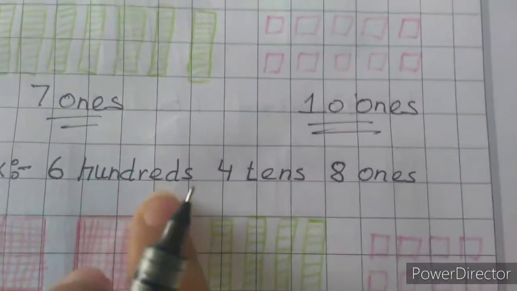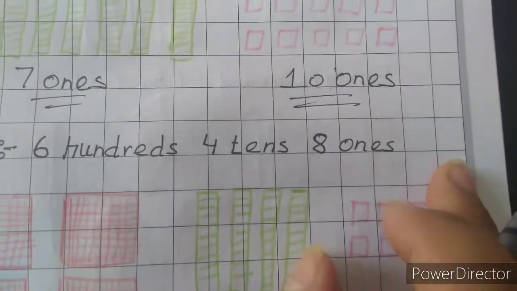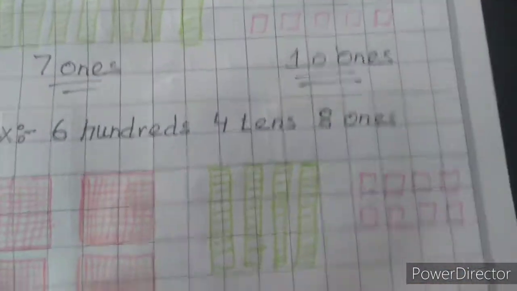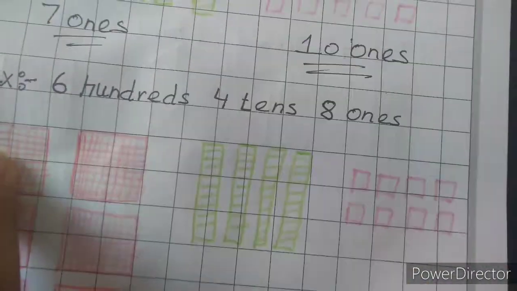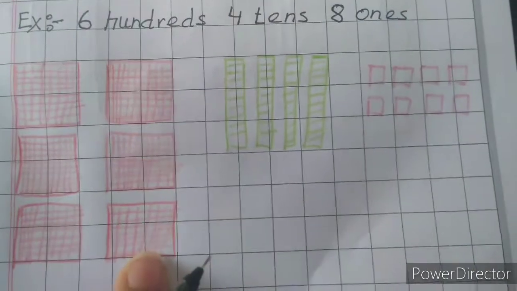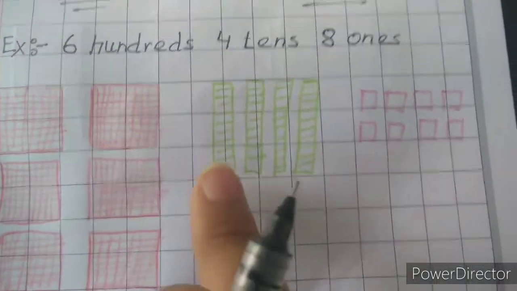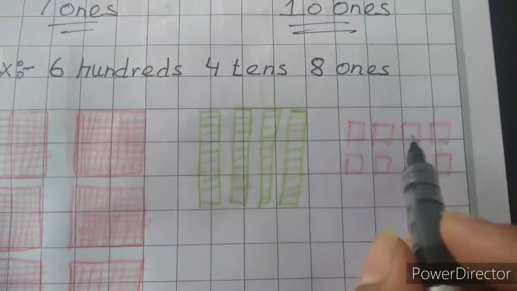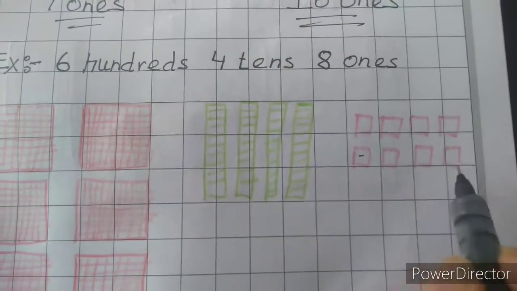Let us take one example for 100. Suppose there are 6 hundreds, 4 tens and 8 ones. Now we have to convert 1 hundred into tens. So how many hundreds do we have? 1, 2, 3, 4, 5, 6. 6 hundreds are there. And how many tens? 1, 2, 3, 4. And 8 ones: 1, 2, 3, 4, 5, 6, 7, 8.